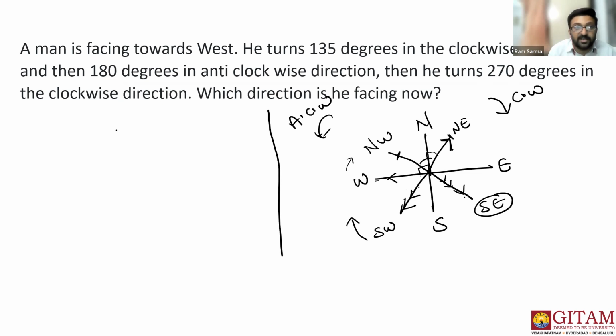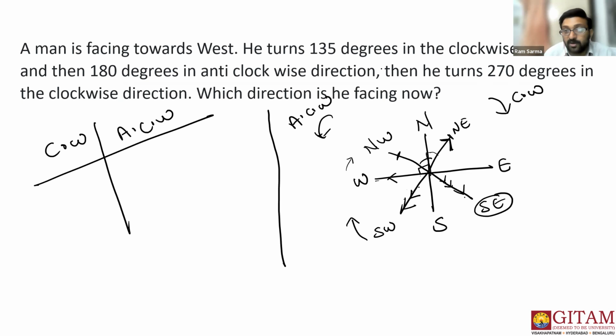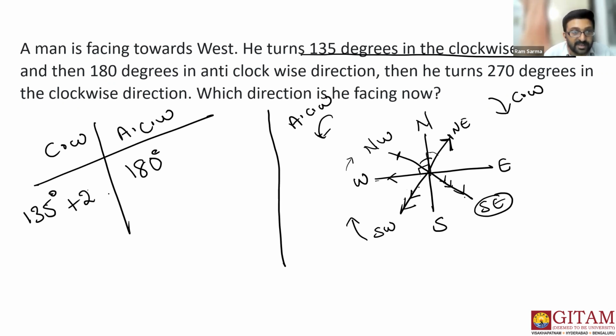Guys, this is one of the ways to solve this question. Now let us discuss the same in another way. Clockwise direction and anti-clockwise direction. I want you to pick the numbers in clockwise direction and put all the numbers here. In the same way, pick all the numbers that are related to anti-clockwise direction and place them here. So let me start with this. It turns 135 degrees in clockwise direction, 135 degrees. 180 degrees in anti-clockwise direction, 180 degrees. Then he turns 270 degrees in clockwise direction. So let me write it as plus 270 degrees.